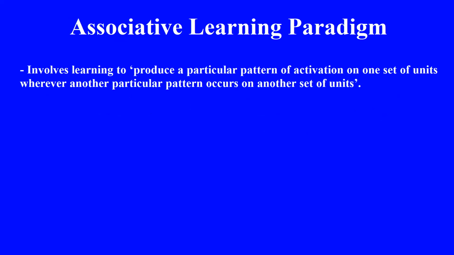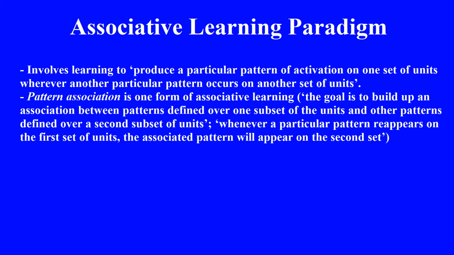Associative learning. This involves learning to produce a particular pattern of activation on one set of units, whenever another activation pattern occurs on another set of units. In this sense, an arbitrary pattern on a set of units will produce another arbitrary pattern on a set of units. Associative learning can be classed into pattern association, where the goal is to build up an association between patterns defined over one subset of units and other patterns defined over another subset of units.